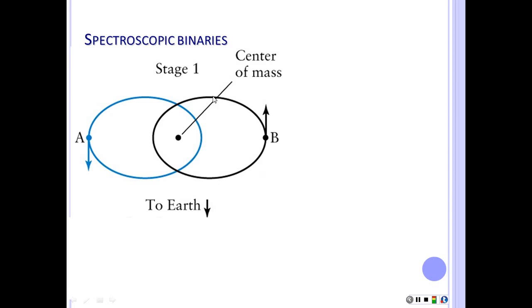But then a little later, you're going to have B moving this way and A moving this way. Neither of them is shifted. And then when A gets to here, it's going to have red shifted lines, and this one's going to have blue shifted lines. And so by watching, even though we might not see two separate stars, we can see how the lines change over time, and from that we can derive their properties.